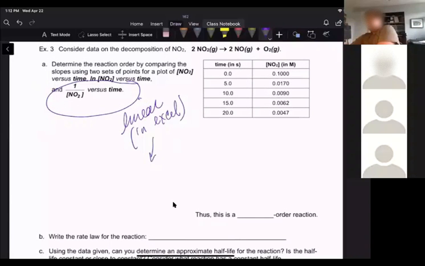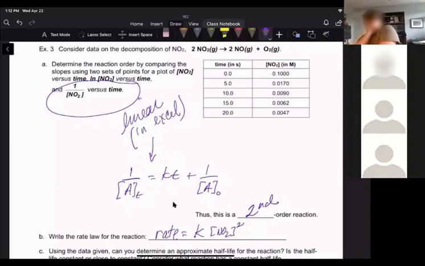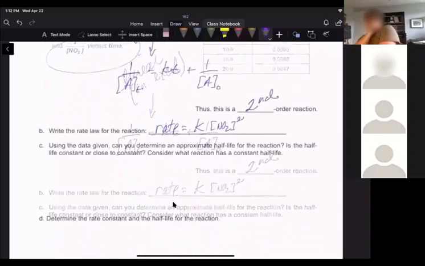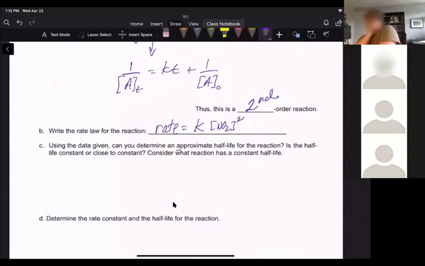And that means that it is second order. So our equation is 1/A at time t equals kt plus 1/A naught. So we can write the rate law. There's only one reactant. So there's our rate law. And we've got some data, so we want to determine the half-life.